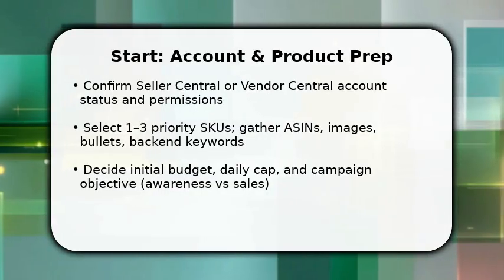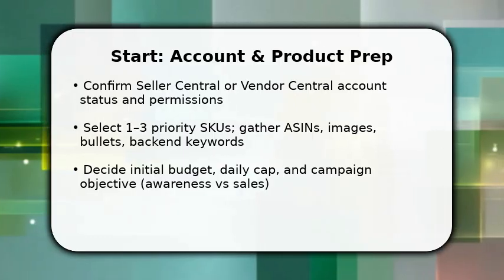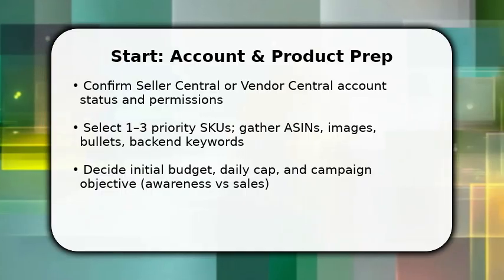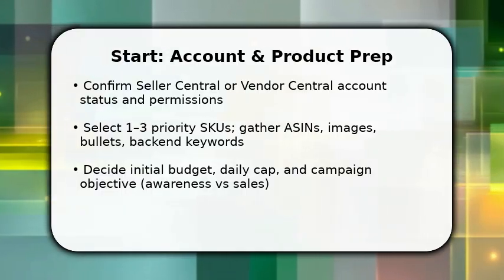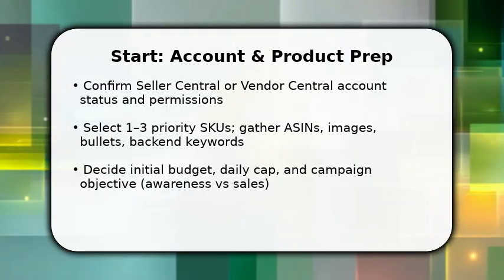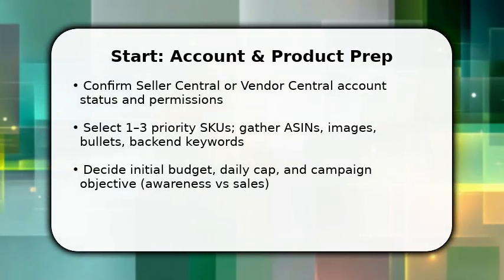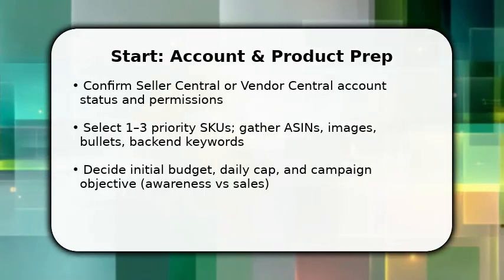You begin by ensuring your Seller Central access and product listings are clean. This matters because ads amplify what customers actually see. Once done, pick 1 to 3 priority SKUs and collect ASIN, high-res images, concise bullets, and backend keywords so your ads map to listing content.